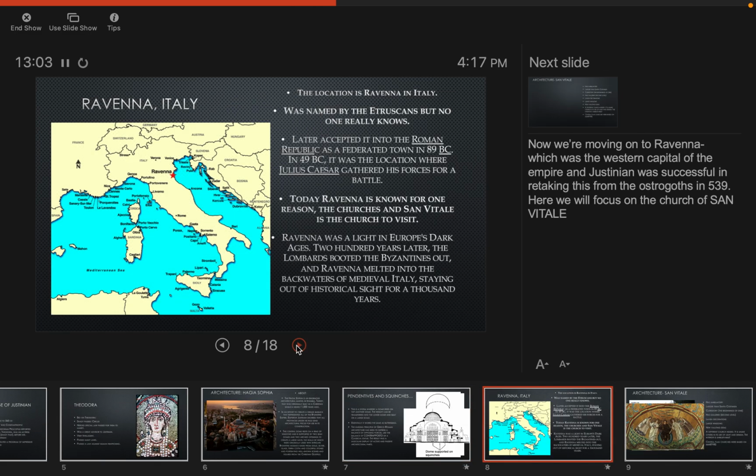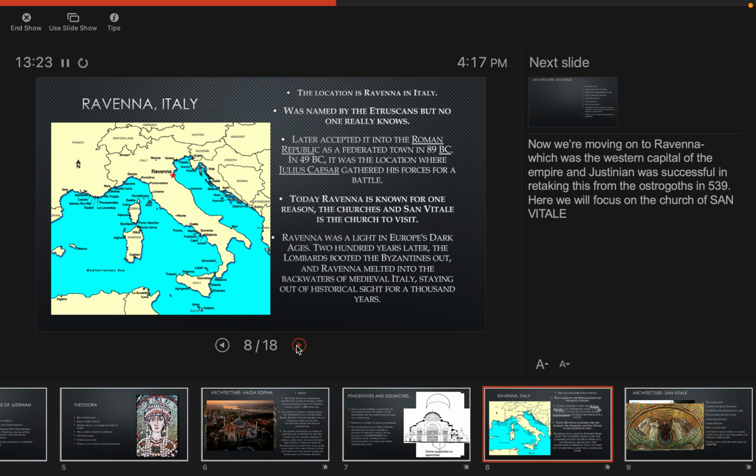Okay, now we're moving into Ravenna, which is the western capital of the empire, and Justinian was successful in retaking this land from the Ostrogoths in 539. Here we will focus on the Church of San Vitale.